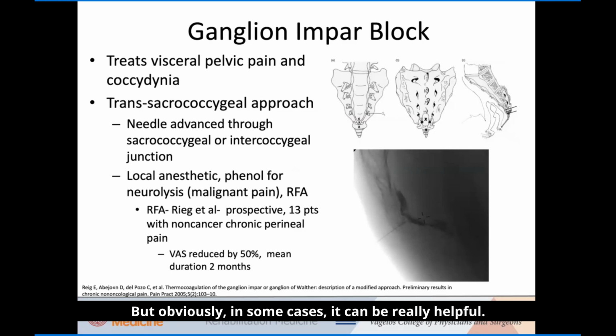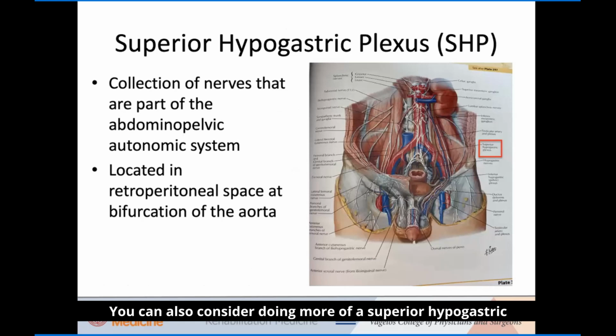But obviously, in some cases, it can be really helpful. And so it's important, I think, to just know that it exists. You can also consider doing more of a superior hypogastric plexus block that would actually do a little bit more of the abdominal and pelvic region.